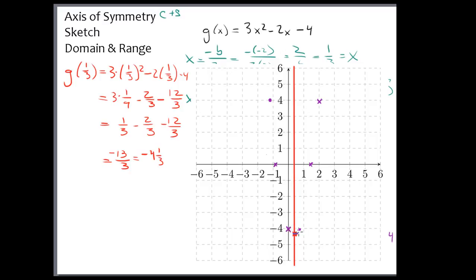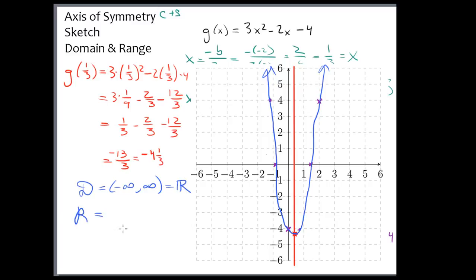Let's go ahead and sketch this thing. Oof. Sometimes these sketches are better than others. Oh, and domain and range. Domain is, again, all real numbers, negative infinity to positive infinity. And our range here is going to go from negative 4 1/3, so negative 13/3, on upward. That's our range. Great. I think we'll do one more example in the next video.